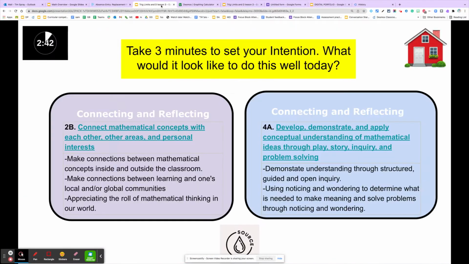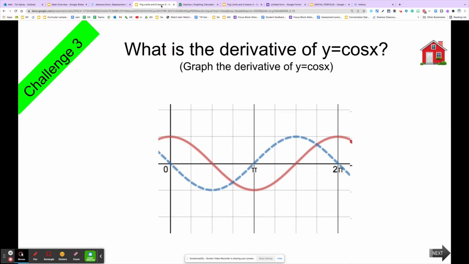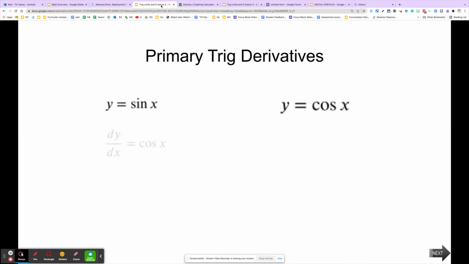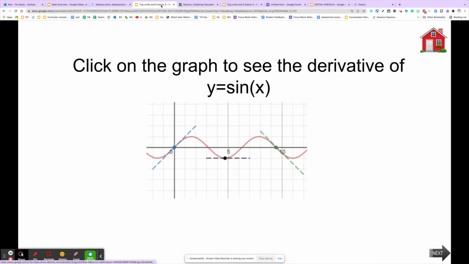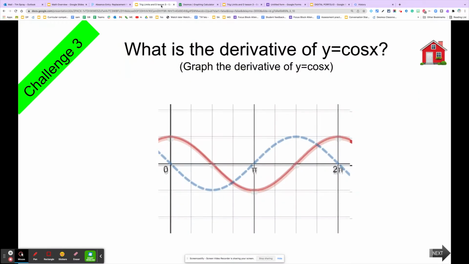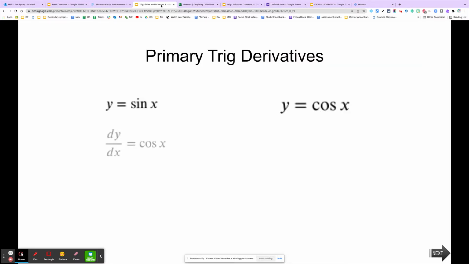What I'm going to do now is provide an algebraic proof. I'm also going to get you to graph the derivative of cos x. If you follow the same process, you will determine that the slope is not sine x, but negative sine x. What I'm now going to do is a proof for the derivative of sine x being cos x. So here we go.